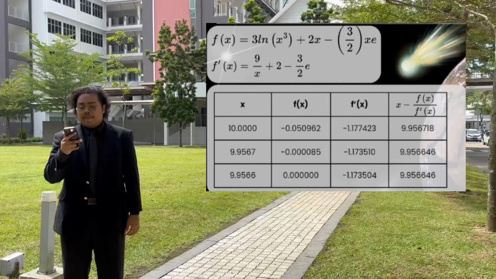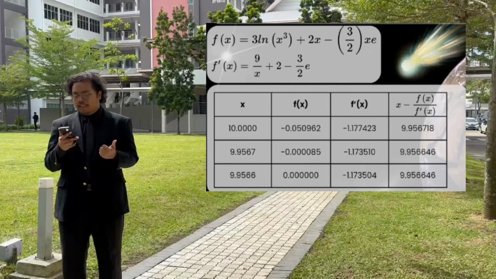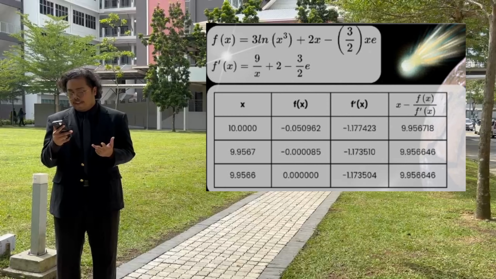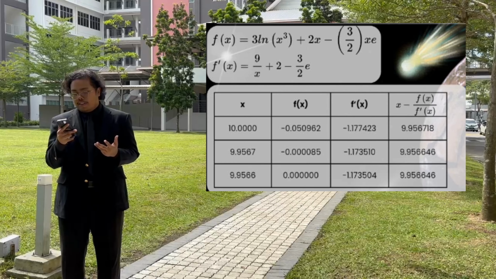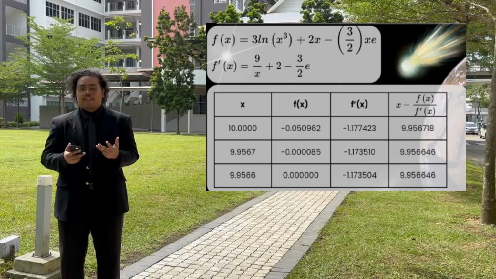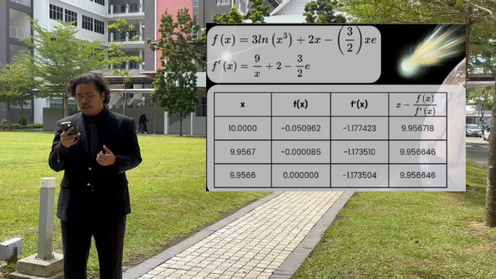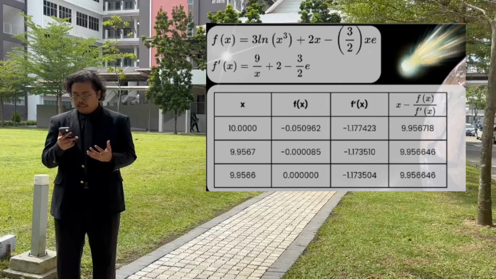For the second step, I set up the Excel sheet. In Excel, I made a table with the column x, which is our current guess. For f(x), we use the function formula. For f'(x), we use the derivative formula. And with the Newton-Raphson formula, we find the next approximation of x. I started with an initial guess of x = 10.